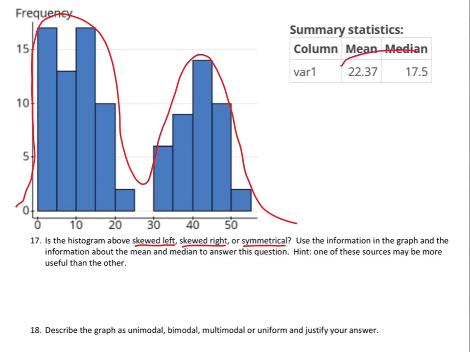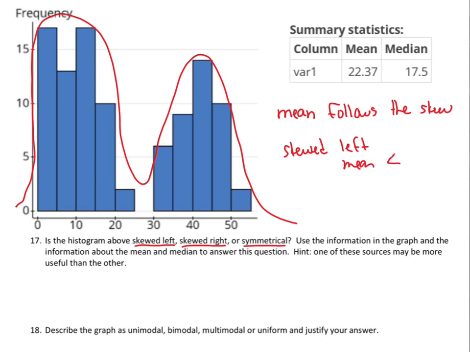So then we have to turn to this information, and we have to remember, what do we know about the skewness of the graph as it relates to the mean and the median? Well, what you need to remember is that the mean, this is how I remember it, follows the skew. So what the heck does that mean? Well, I'll tell you. If a graph is skewed left, then that means that the mean is to the left of the median, or less than the median. If the graph is skewed right, then the mean, again, follows the skew. That means the mean is to the right of the median.